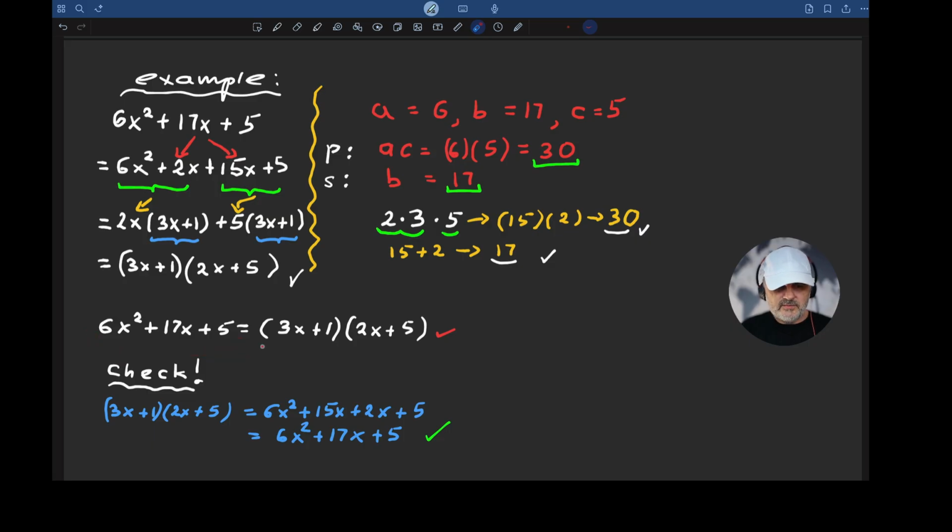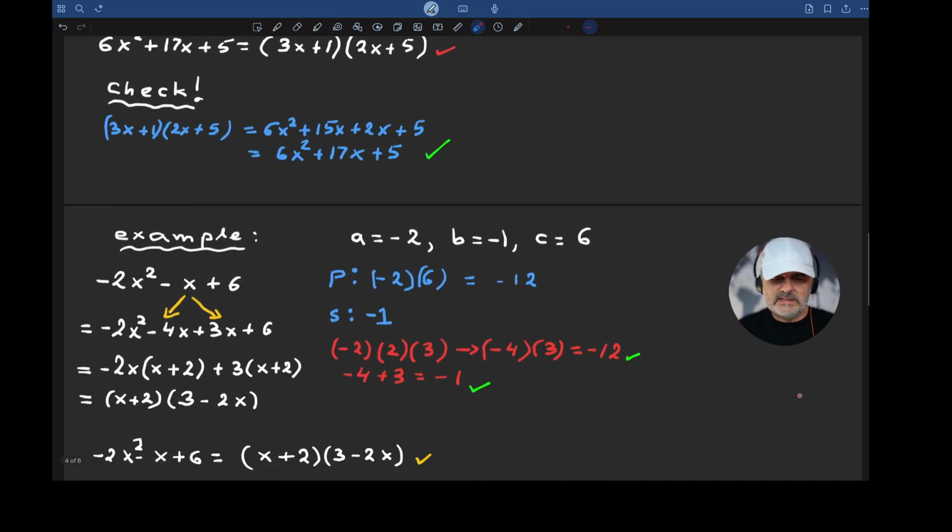So you either have trinomial in expanded form. This is your trinomial in factored form, and you always check, right? You multiply together those two binomials, and then you get in the process 3 times 2, 6x squared, 15x plus 2 plus 5, and you start noticing that you're getting what you wanted to get in the first place. So that's your example number 1.